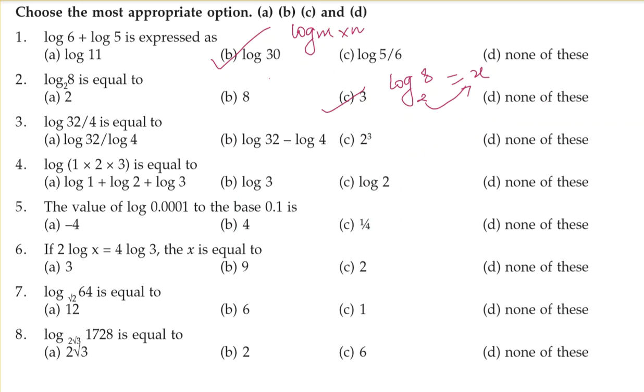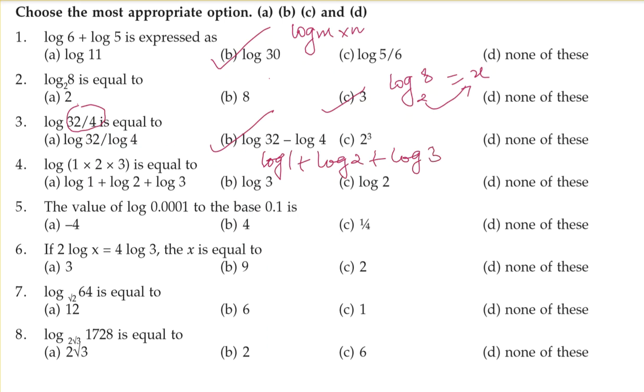Okay. Log 32 by 4. Log m by n is log m minus log n. Log 32 minus log 4. Log 1 into 2 into 3 is basically log 6, and it can also be written as log 1 plus log 2 plus log 3.